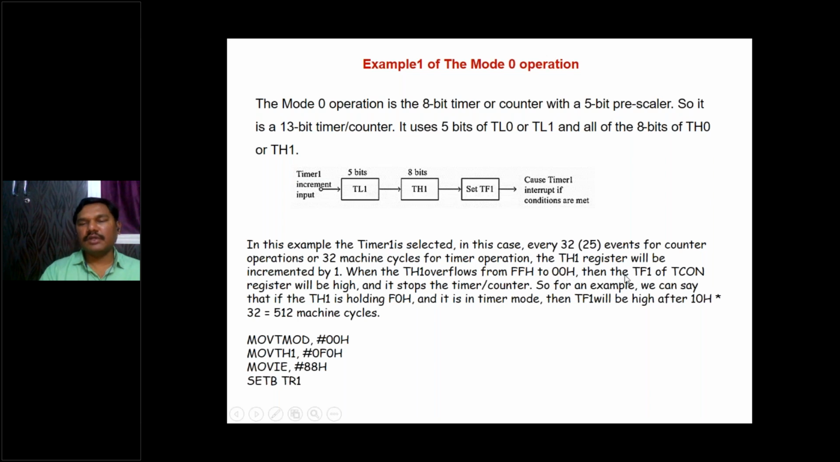Then the initial value 00H, the TF1 of the TCON register will be high, and it stops the timer or counter. So for an example, we can say that if TH1 is holding F0H and it is in timer mode, then TF1 will be high after 10H into 32 equal to 512 machine cycles. This is how 32 events of this TL1 prescaling can be set by 32 pulses.